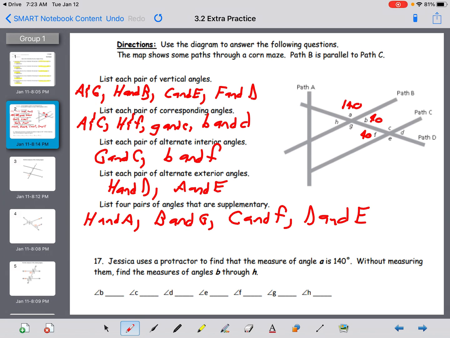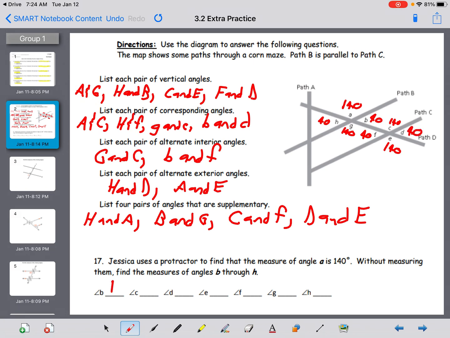A and C are corresponding, so C is 140. G and C are alternate interior, so they're congruent. G is 140. F and H are corresponding, so H is 140. H and E are same side exterior angles, which are supplementary, so E needs to be 140. And A and D are same side exteriors, which are also supplementary, so D is 40.